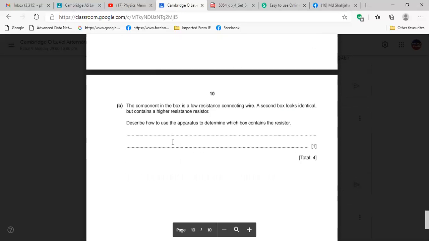Now B. Abir, you continue part B. The component in the box is a low resistance conductive wire. The second box looks identical but contains a high resistance resistor. Describe how to use the apparatus to determine which box contains the resistor.